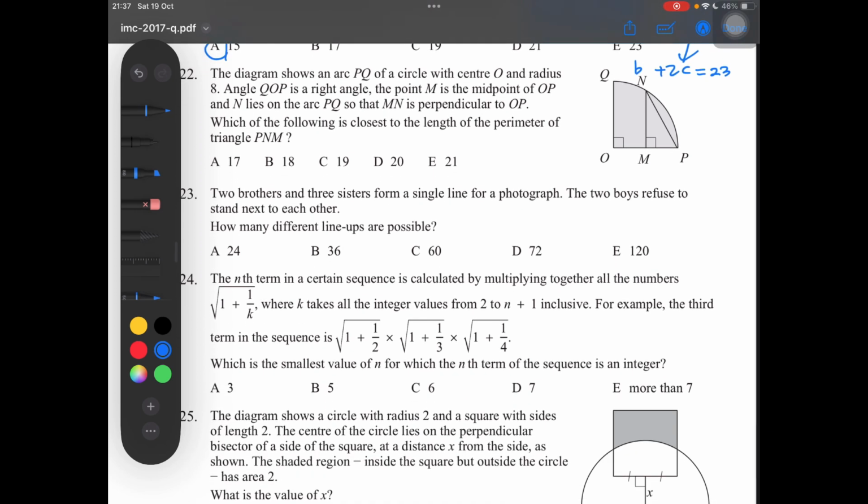Number 22. PQ circle, radius 8, or right angle circle, midpoint. Okay. Following closes the length of perimeter of triangle P and M. So this is 4 and this is 8 and this is 8 and this is 4.